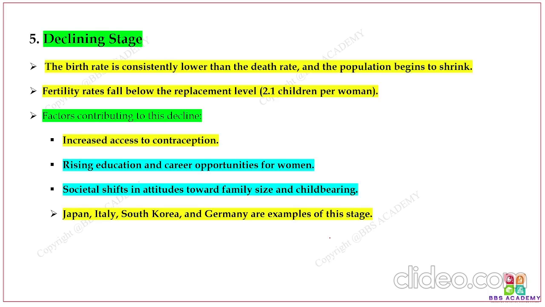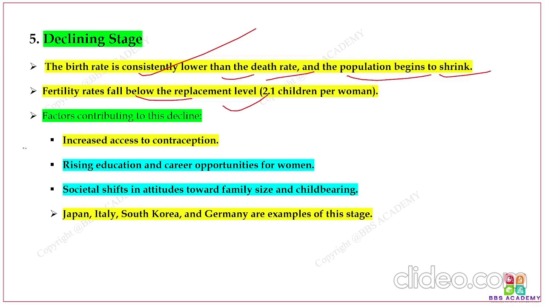If we see the last stage, the declining stage, in the declining stage the birth rate is consistently lower than the death rate. The population shrinks and the fertility rates fall below the replacement level. This is the characteristic of a declining stage, and these are the factors contributing to the declining of the population.